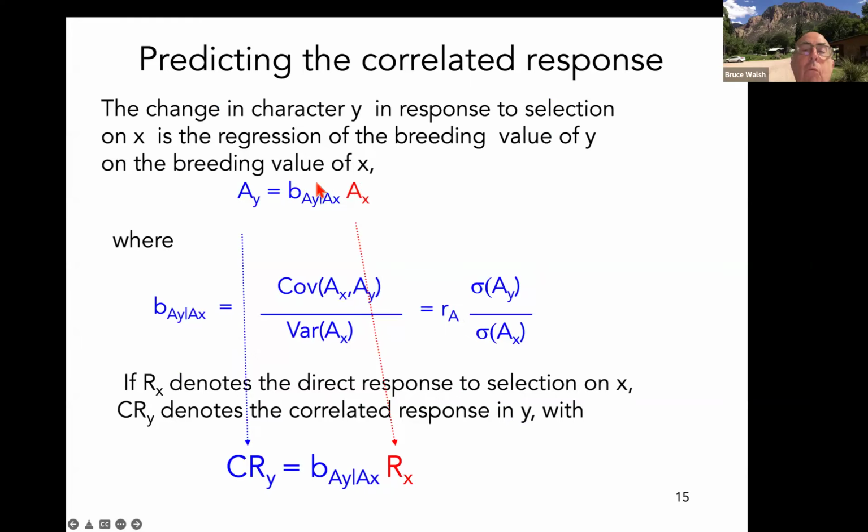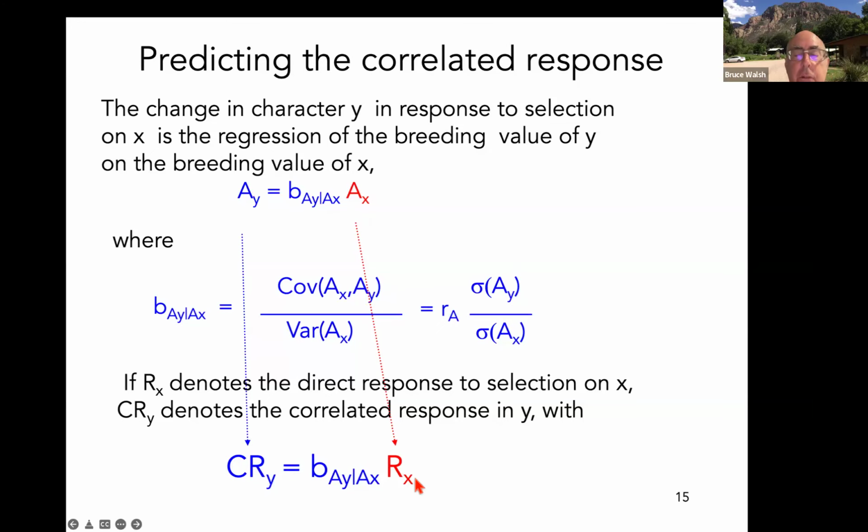So whether the sign of breeding value of X matches the sign of breeding value of Y depends upon the genetic correlation. If that is zero, the breeding value in Y doesn't change no matter what you do to X. If that is positive, when breeding value in X goes up, breeding value of Y goes up. If that's negative, when breeding value of X goes up, breeding value of Y goes down. What that means is when it's negative, individuals with a large breeding value in X tend to have a small breeding value in Y. And I can put that together and I can talk about this notation here.